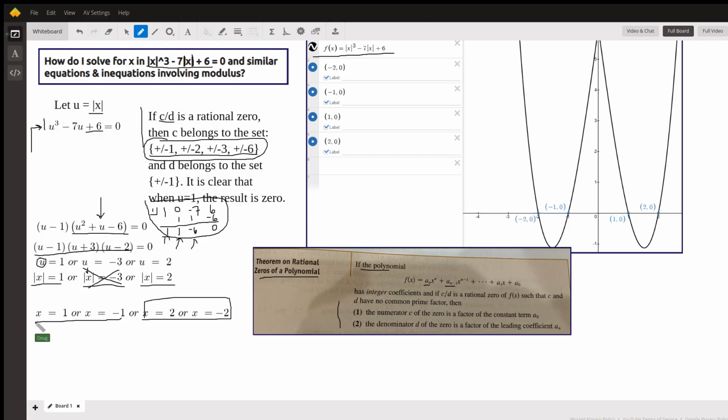Okay, so those are the roots of the original equation. And this graph kind of proves it.